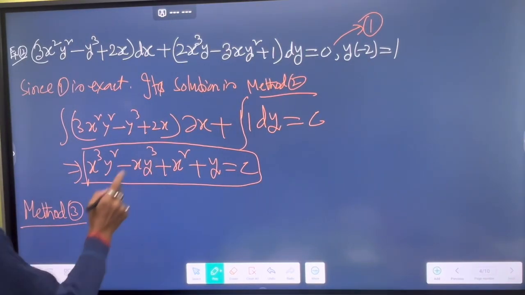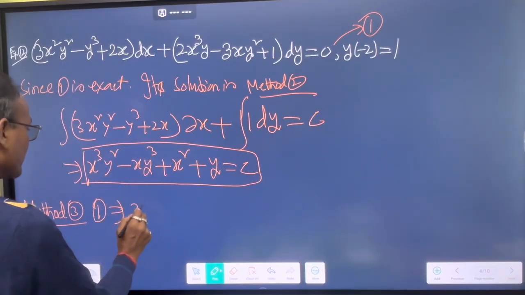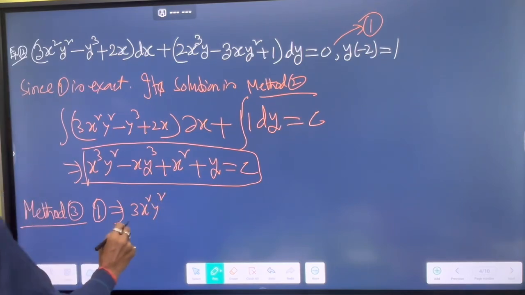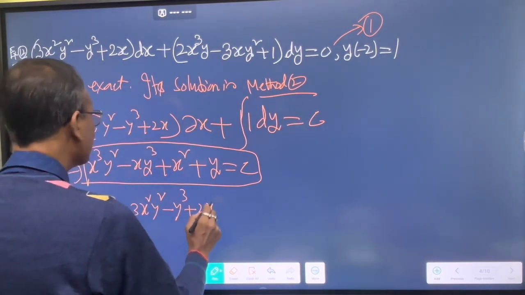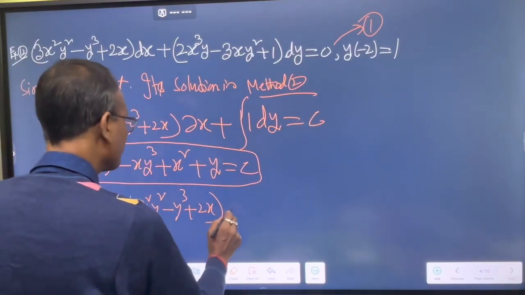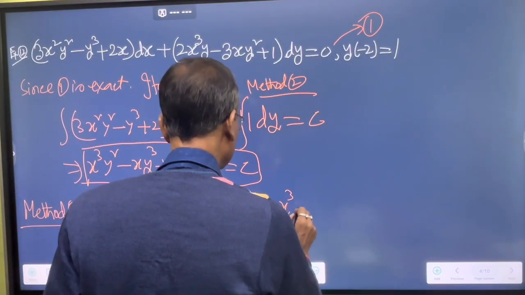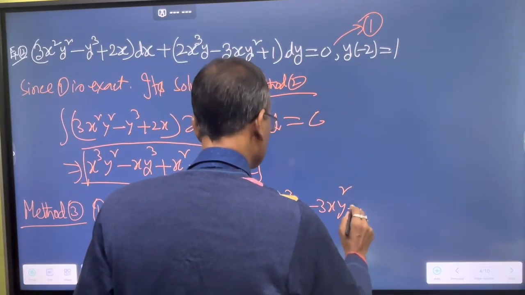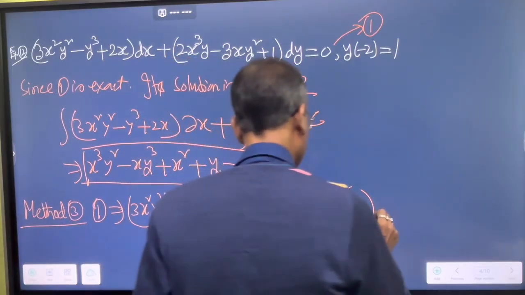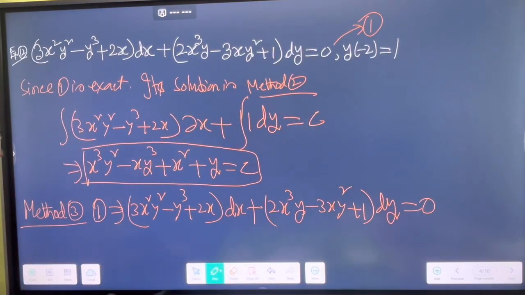Method of grouping. 1 is exact. Therefore, from 1 we will get (3x²y² − y³ + 2x) dx + (2x³y − 3xy² + 1) dy = 0.